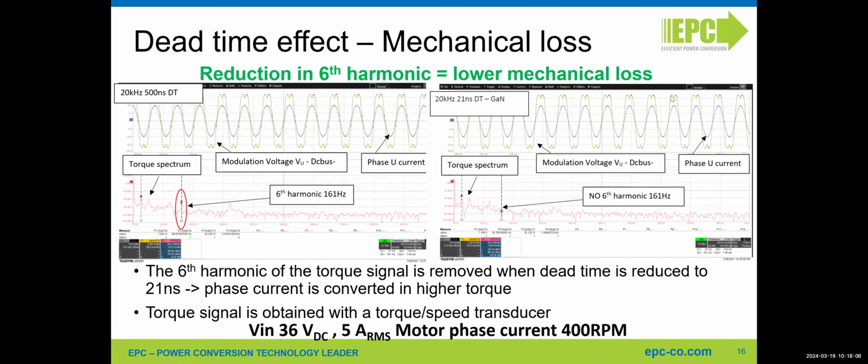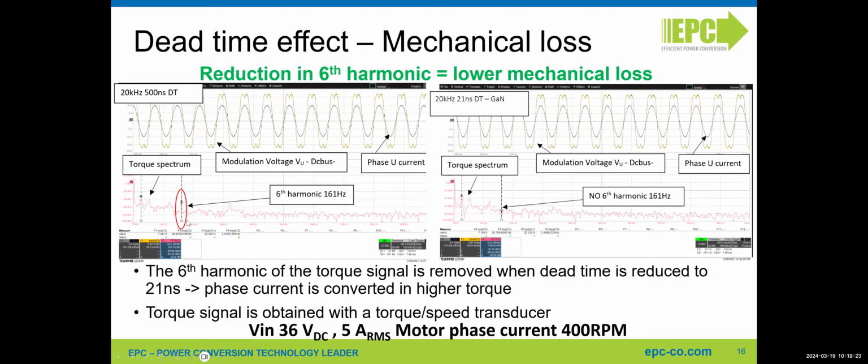That means that if we compare again, on the left, 20 kilohertz with 500 nanosecond dead time, we get in the torque, this is the FFT of the analog signal of a torque transducer put in the motor.